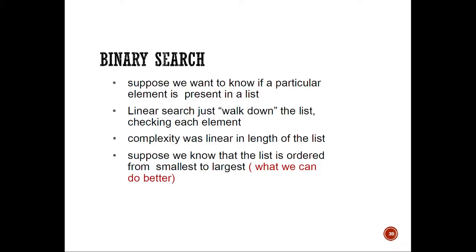Starting with the binary search algorithm, suppose we want to know if a particular element is present in a list. The linear search method that we previously presented just walks down the list, checking each element. So in that case, the complexity was linear in the length of the list. Suppose we know that the list is ordered from smallest to largest. How can this knowledge help us provide a more efficient search mechanism?